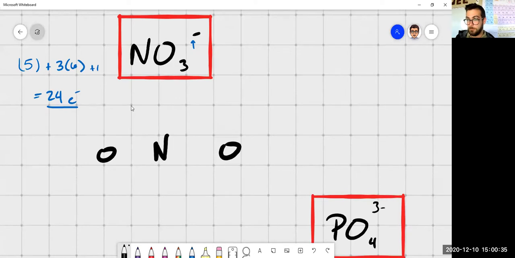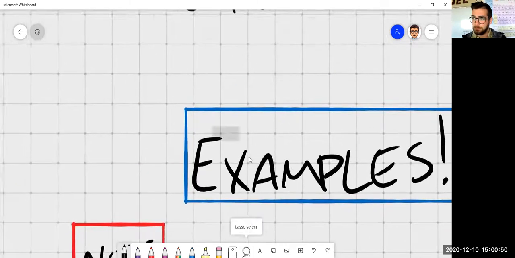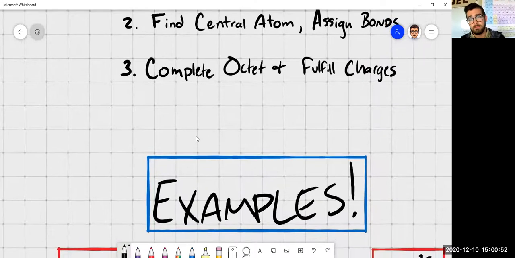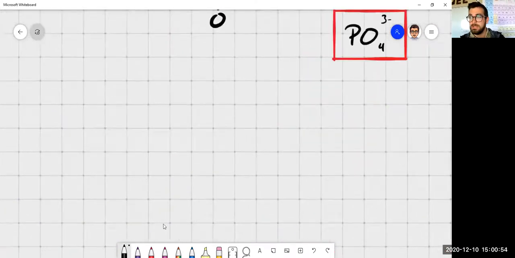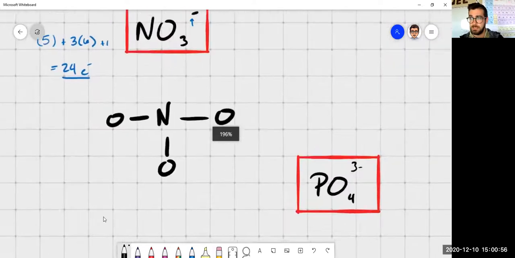It doesn't matter which order I put them in, but we know there's going to be at least a single bond. That's what I mean by assign bonds, because we know there will be at least single bonds, since they have to have something. And then the third step: complete your octet and fulfill charges. We need to complete the octet for each of these atoms and fulfill their charges.